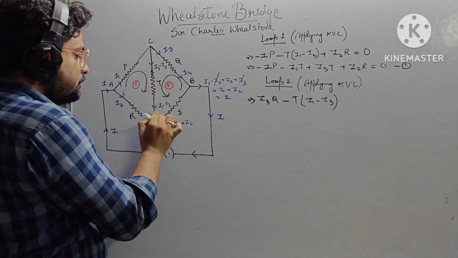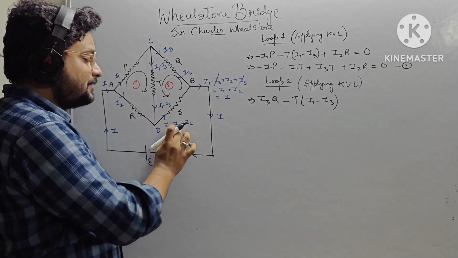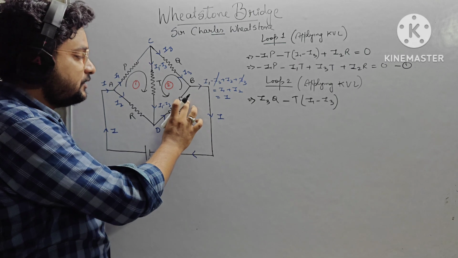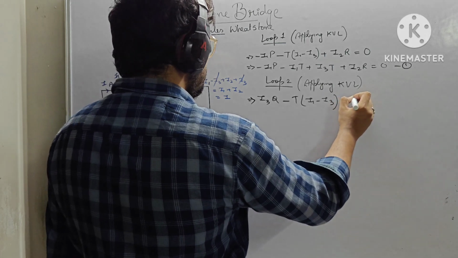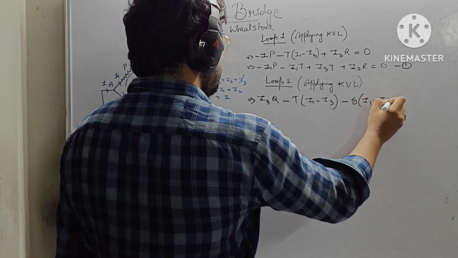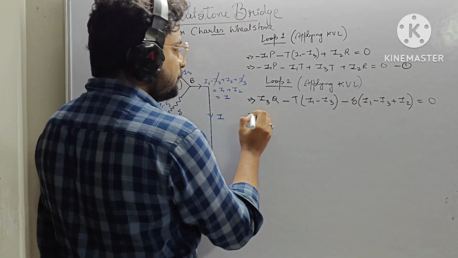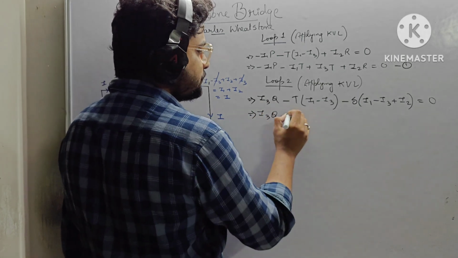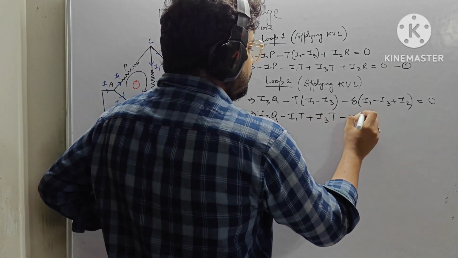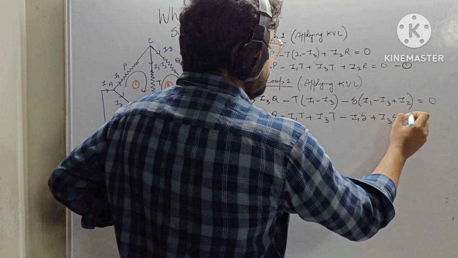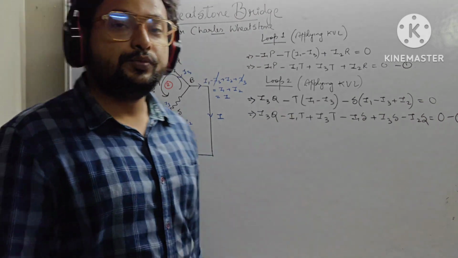Again we are going over here. So here you see how much current is flowing: (I1 minus I3 plus I2) into S, that much is the potential difference, and we are going down the current. Down the current means minus. So minus S into (I1 minus I3 plus I2). There are no more potential differences, so this is equal to 0. If you want to simplify, I3Q minus I1T plus I3T minus I1S plus I3S minus I2S equals 0. So this is your equation for loop number 2.